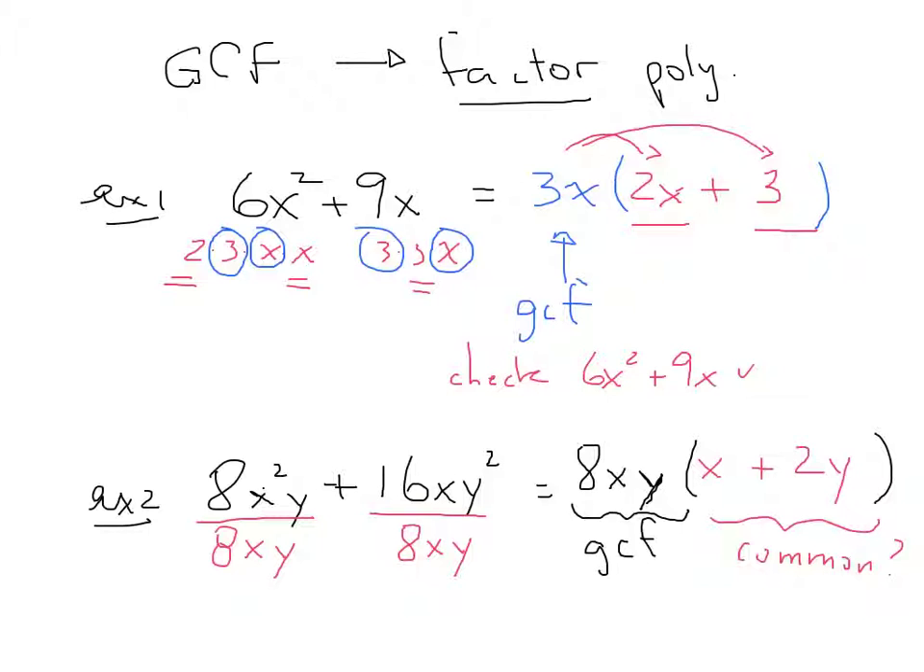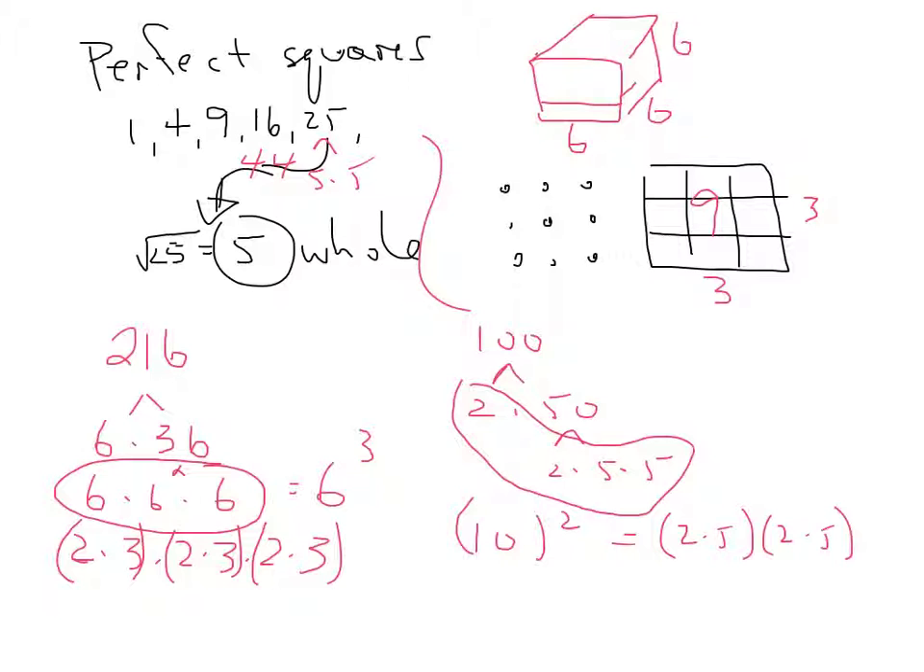Next, is this the right answer? And to check that, you do the distributive property. So 8xy times x is 8x squared y, and 8xy times 2y is 16xy squared. Worked. All right? Now, this technique also works for any number of terms.